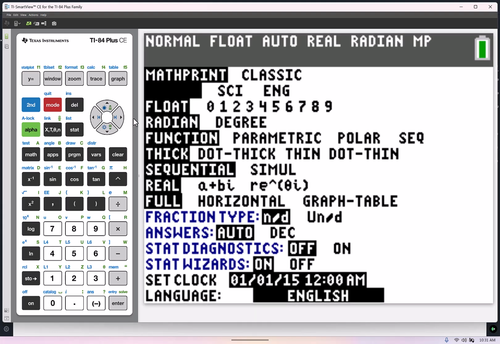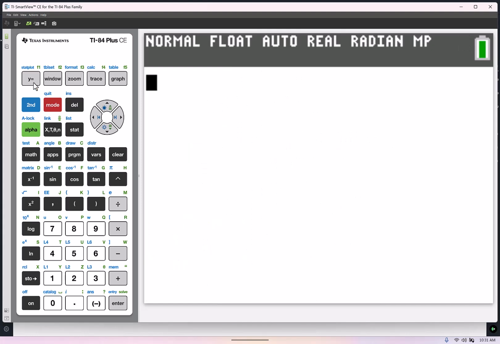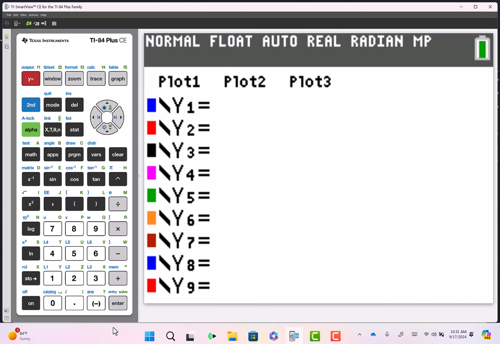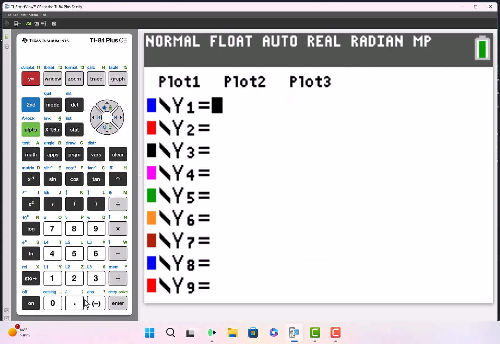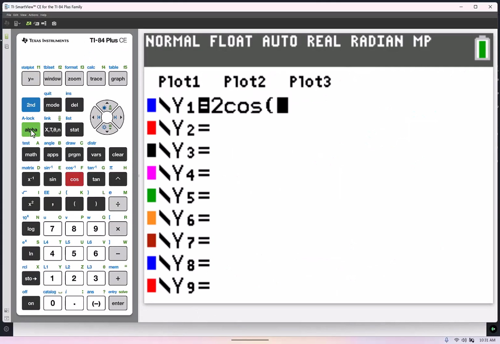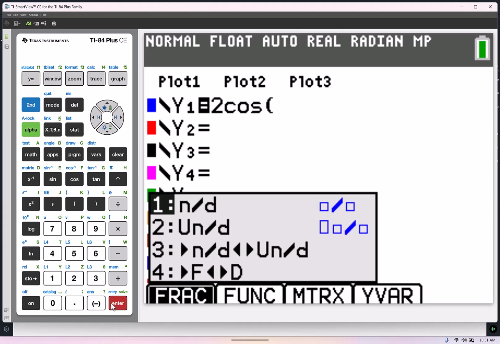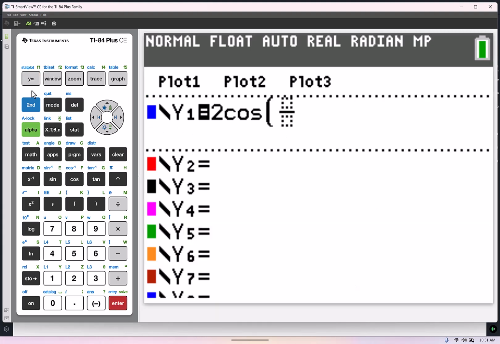How do you do that? Click on mode and go down. Make sure that radian is highlighted or else your answers are going to be wacky. Go to y equals and type in this expression, 2 cosine, alpha y equals to get the little fraction. I guess you don't necessarily need to be fancy like this, but I want to put it in there. Pi over 5. I think it was 5. Open parenthesis again. X minus 1, close it twice, plus 3.